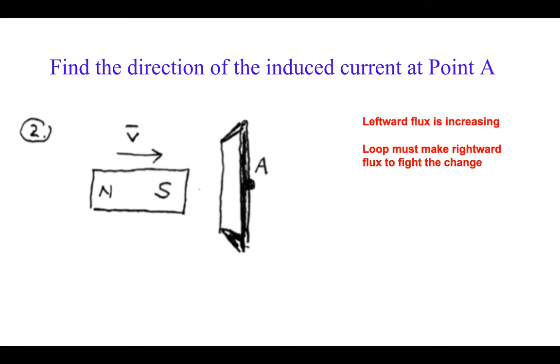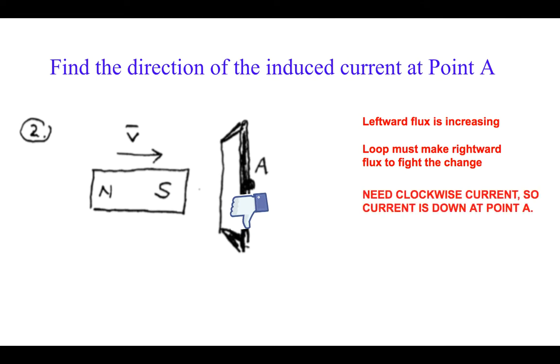So again, we just need to figure out which way we need to run current to make that rightward flux. So it looks like if we run the current down this way through A, we're going to get rightward flux through the middle of the loop. So we need clockwise current. So the current's going to be down at point A.